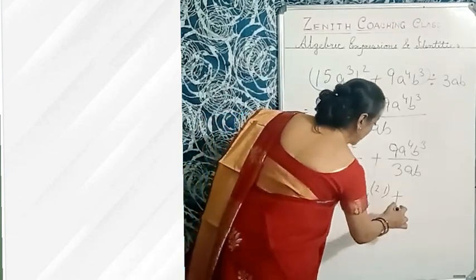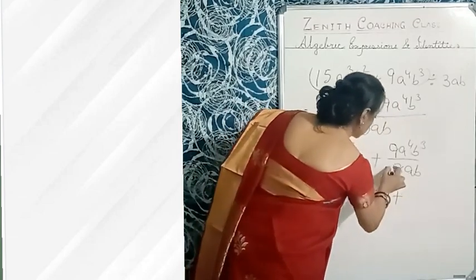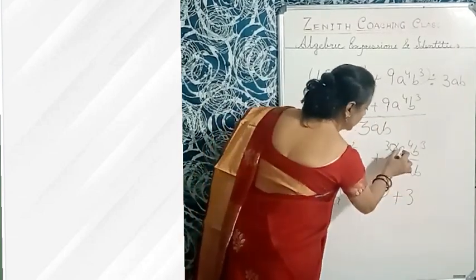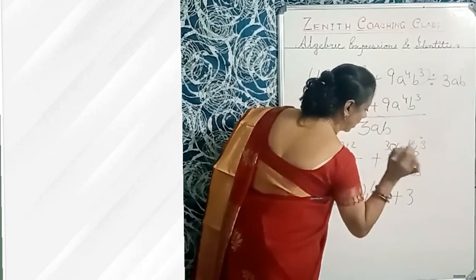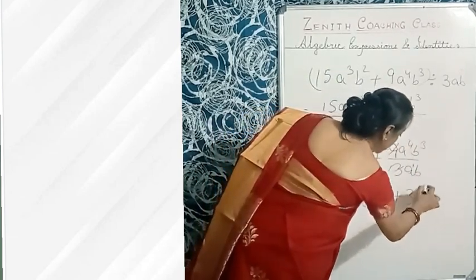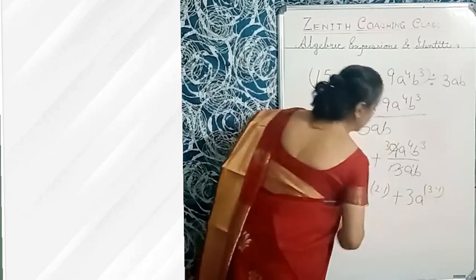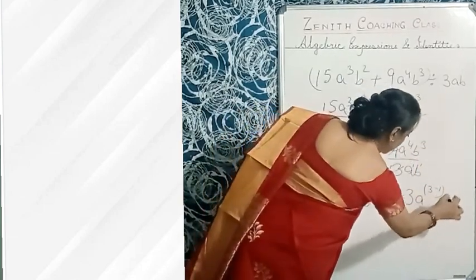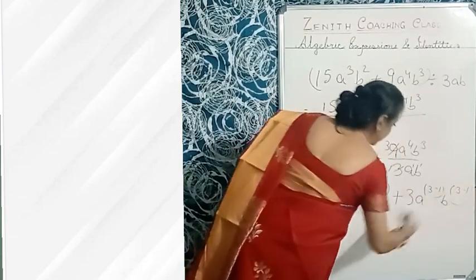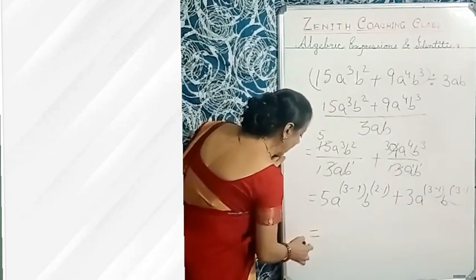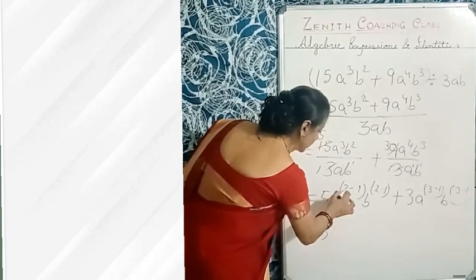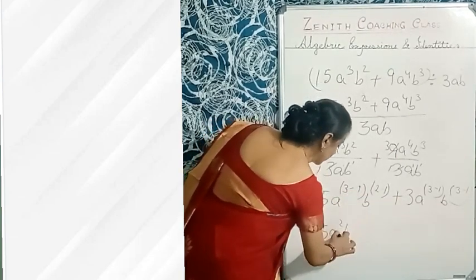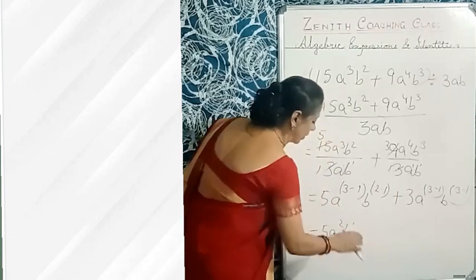Plus, you have to put plus. Now 1 3, that is the numerical coefficient is 3. Now here is a to the power 4, here is a to the power 1, so 3 a to the power 3 minus 1. Here is b to the power 3, here is b to the power 1, so b to the power 3 minus 1. Okay. So the final answer is 5 a to the power 3 minus 1, that is a square. b to the power 2 minus 1, that is b to the power 1. We will not write 1 here.